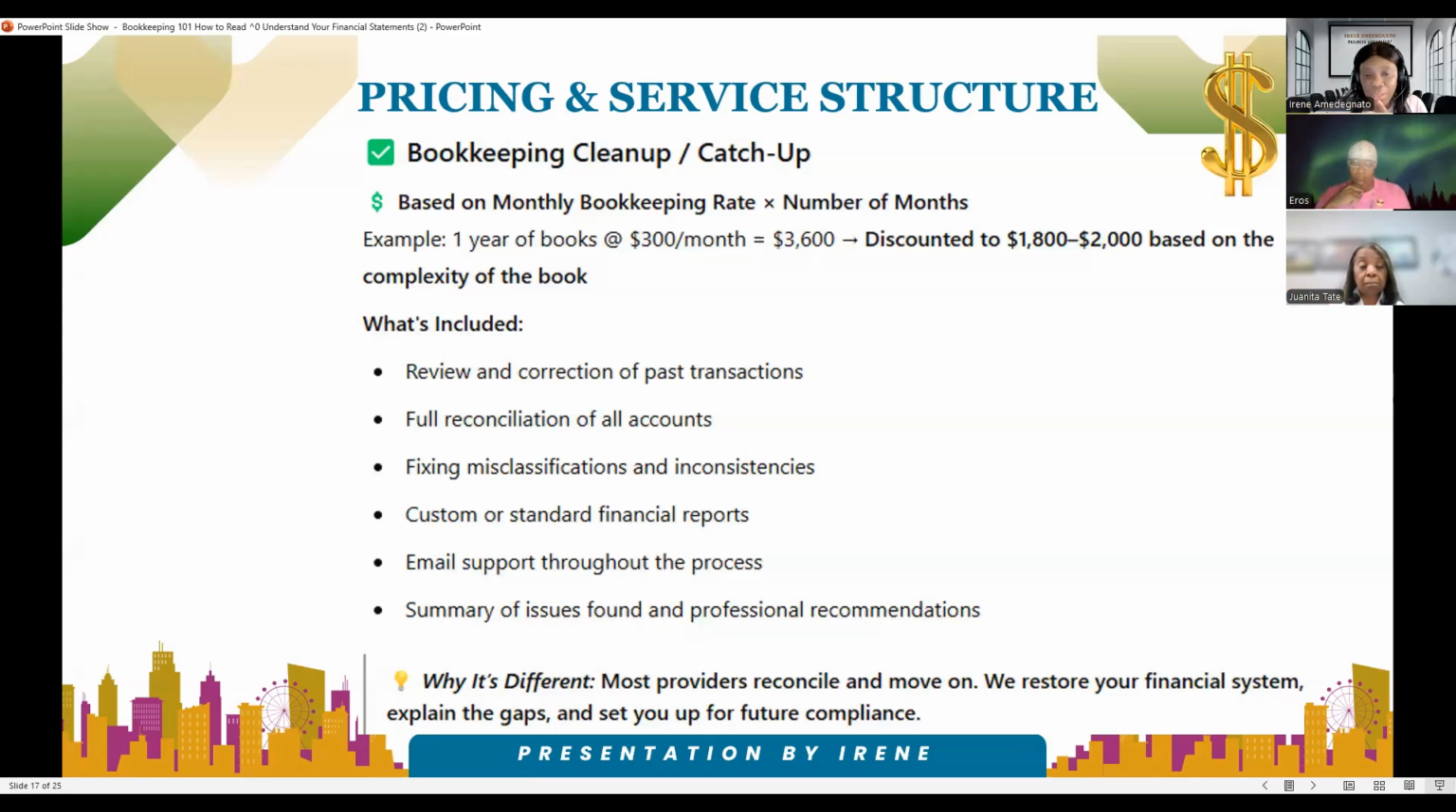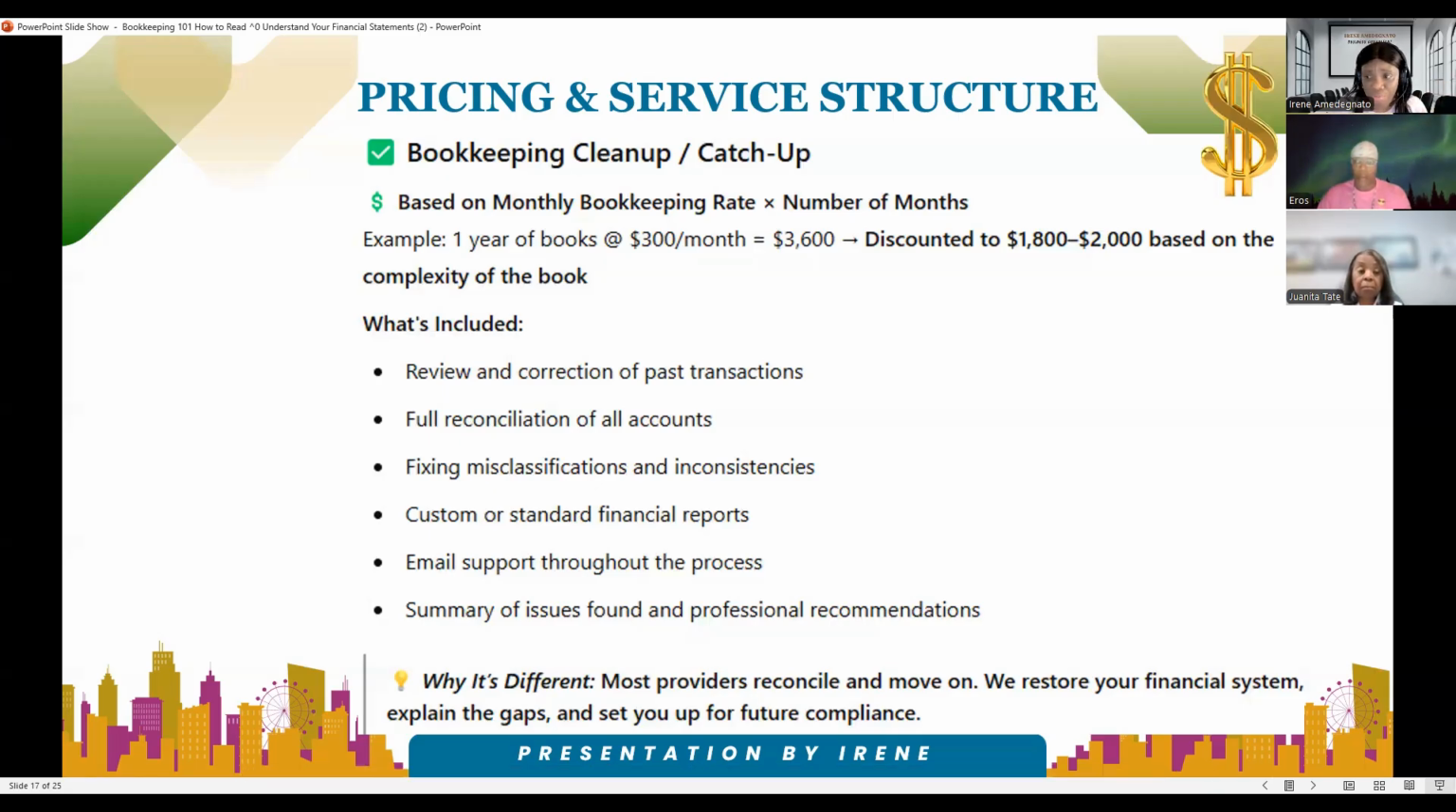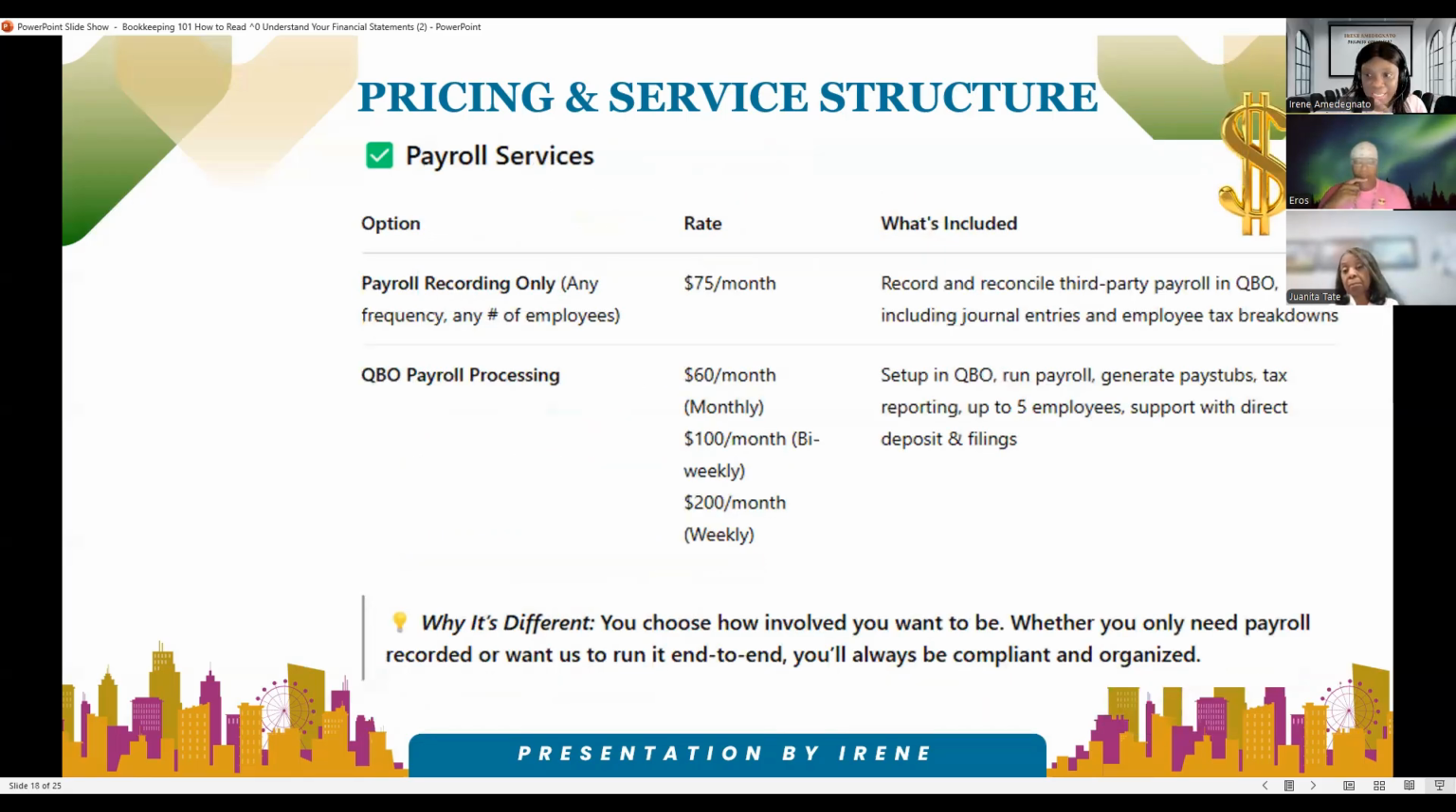The cleanup price is based on the monthly price. Let's say, for example, I calculate your monthly at 300 a month, and you ask me to clean up 1 year. It's up to you, it could be 6 months, 1 year, 3 months. Just let me know how much period you want me to clean up. As an example, 1 year is 12 months times 300 a month, which gives 3,600. But again, trust me, I'm here to save you money. I'm not going to ask you to pay all the 3,600. I can give you up to 50% off in discounts. And then if you would like to move forward with the monthly service, we can come back to 300 every month.